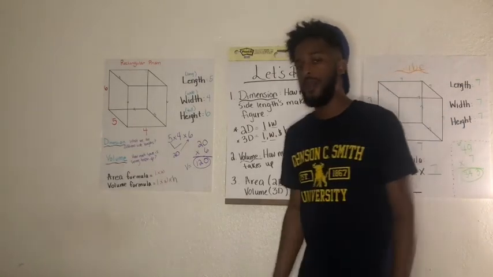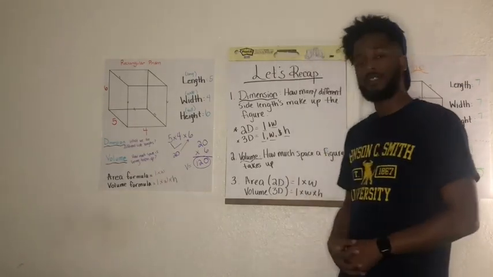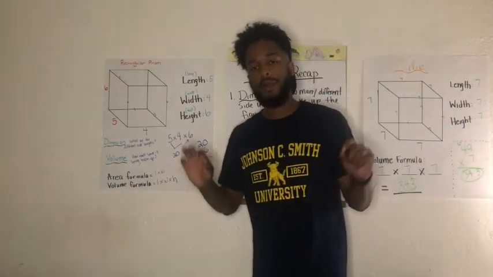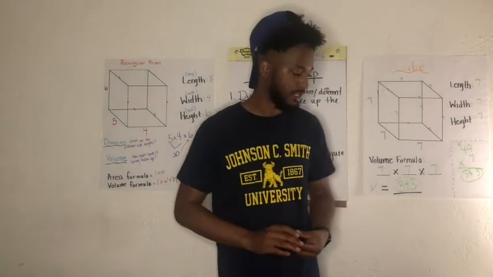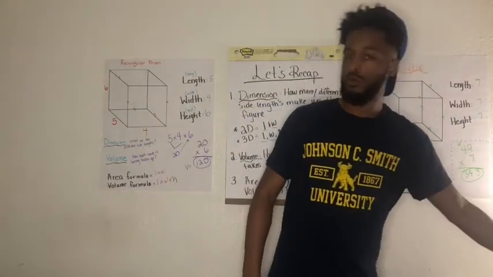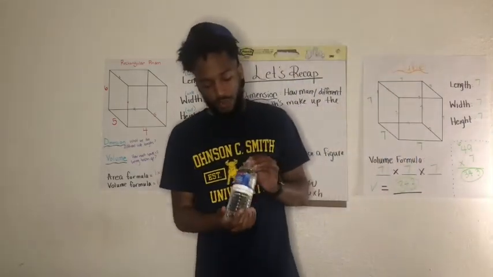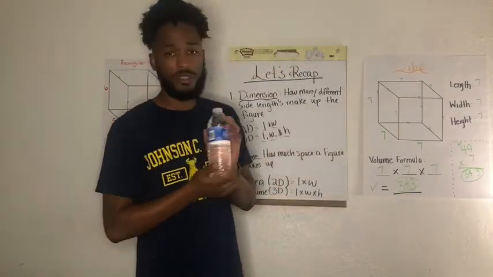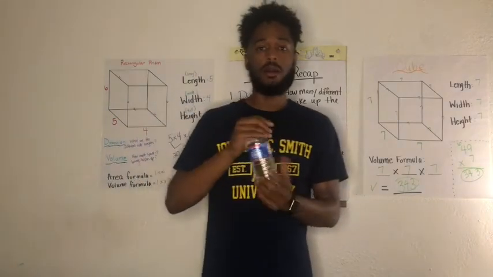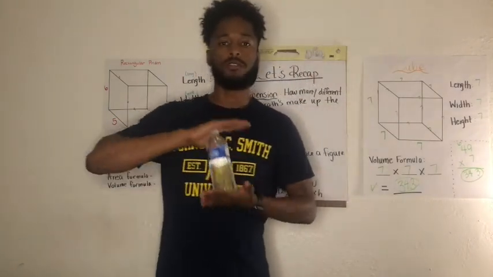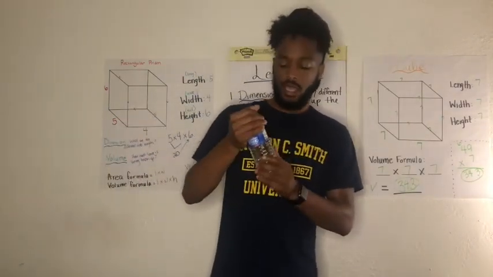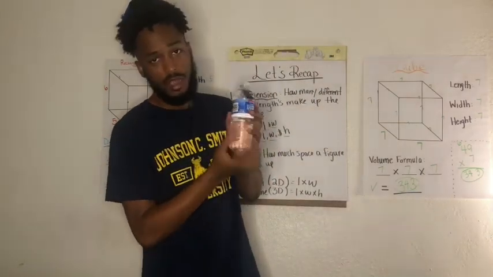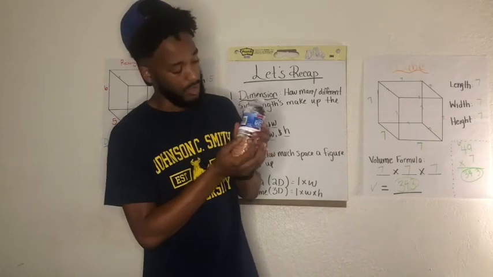Number 2, volume. Volume tells us how much space a figure takes up. And I want to show you a real world example. So here we have our spring bottle water. If you take a look at any bottle of juice, of water, of soda, of coffee, the packaging will always tell you how much that physical bottle can hold.